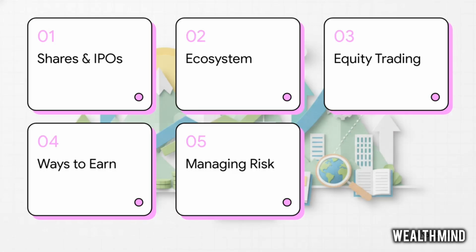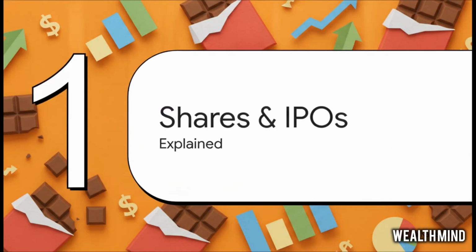Here's our roadmap for today's explainer. First, shares and IPOs explained. Second, the stock market ecosystem. Third, types of equity trading. Fourth, 3 ways to earn. And finally, managing your risk. Section 1. Shares and IPOs explained.